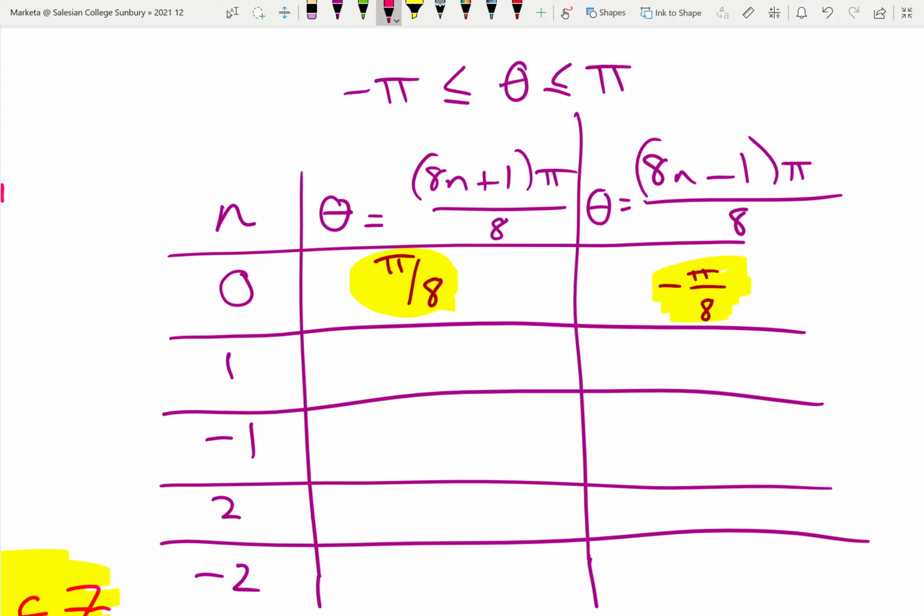And make sure as you do it, you do in pairs, 1 and negative 1, 2 and negative 2. The next would be 3 and negative 3. You want to do 1, 2, 3, 4, 5, and then find you miss out your negatives, or vice versa. So now theta is going to be 8 times 1 is 8 plus 1, 8 plus 1 is 9 pi on 8. So that's too big. But as I said, I'll go through them all just so you get the hang of it. Now we've got 8 times 1 is 8, minus 1 is 7, 7 pi on 8. That works.